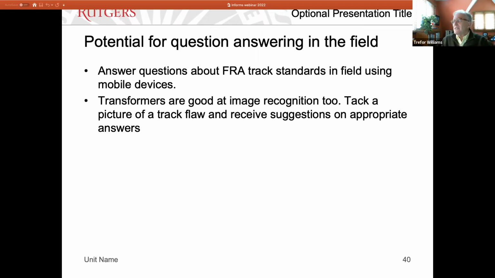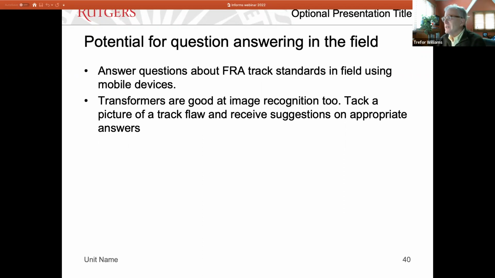I always liked mobile computers. Isn't there the possibility that you could have a laptop, and if somebody has a question, you have this on the laptop and it answers questions about, say, track standards or the design manual. The other thing that's exciting is that these transformers are better at image recognition than some of the previous neural network models.